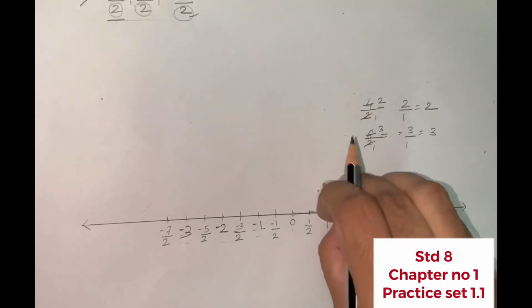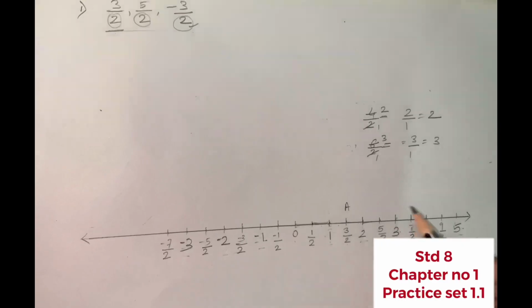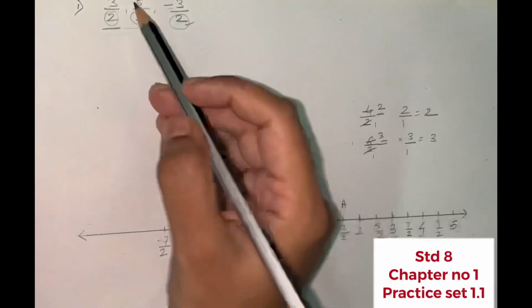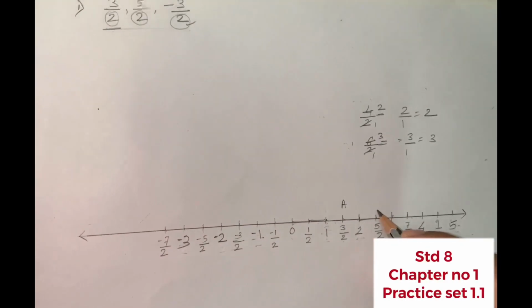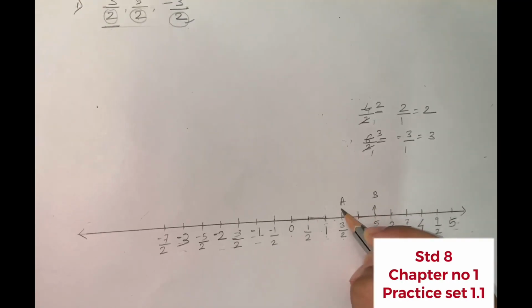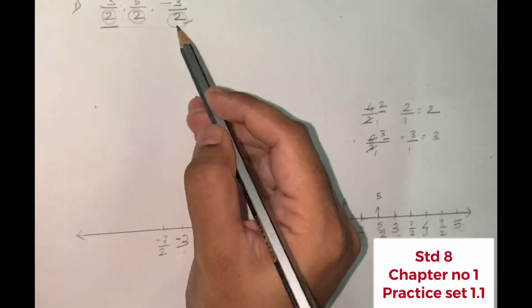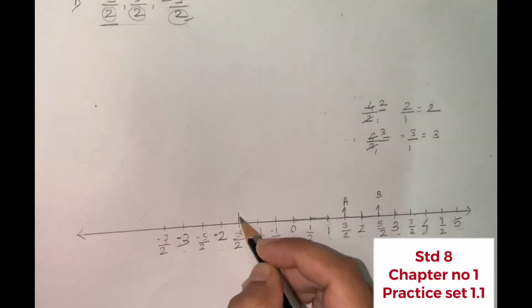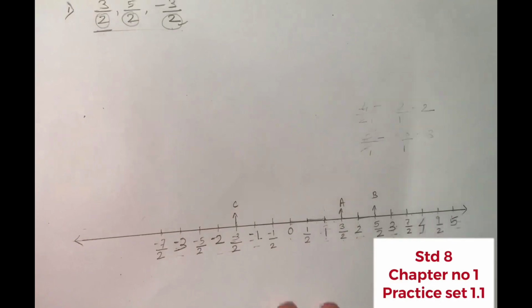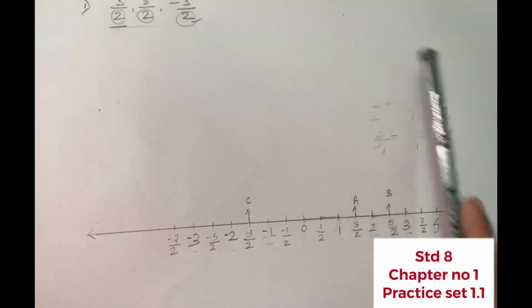Now I want 3 upon 2. So I have marked it as A. I have to mark 5 upon 2. So I'll mark it as B. You can give your own letters, whichever of your choice, whichever you want to give. Minus 3 upon 2, I'll name it as C. So this is how I am going to draw number line and name the points which I have to show on the number line.